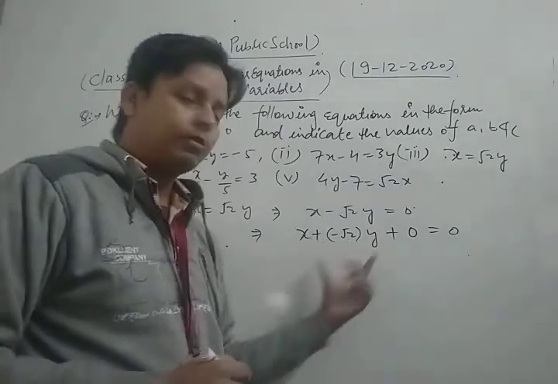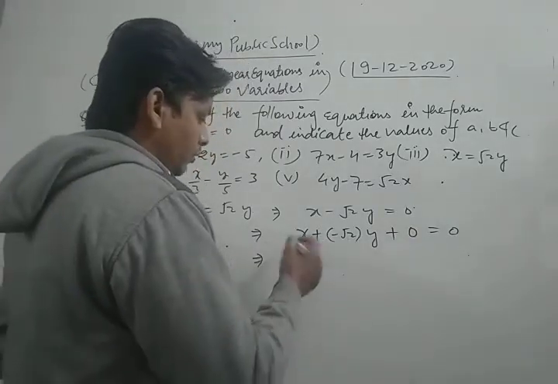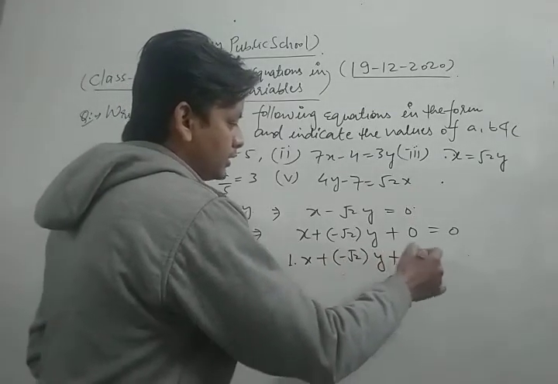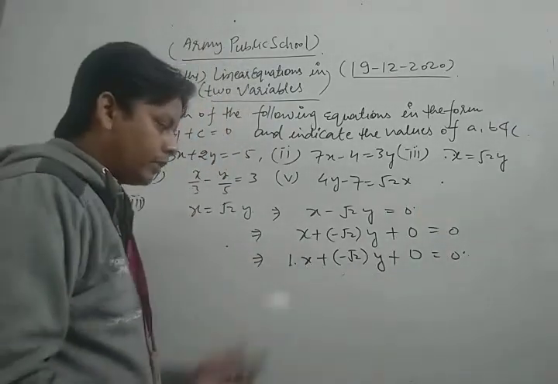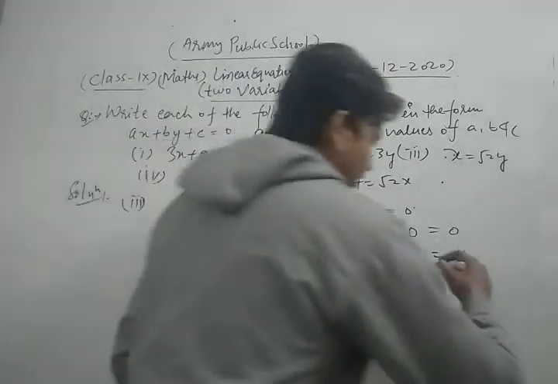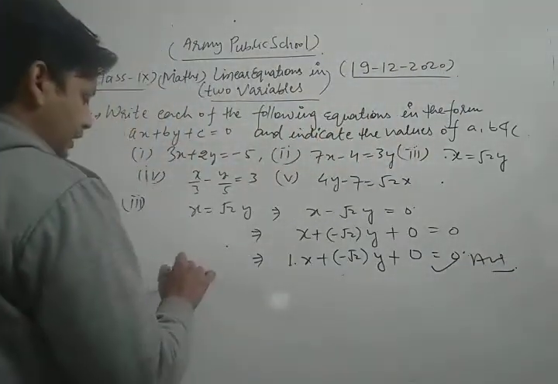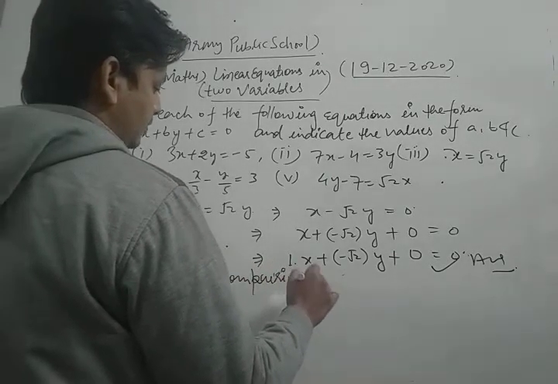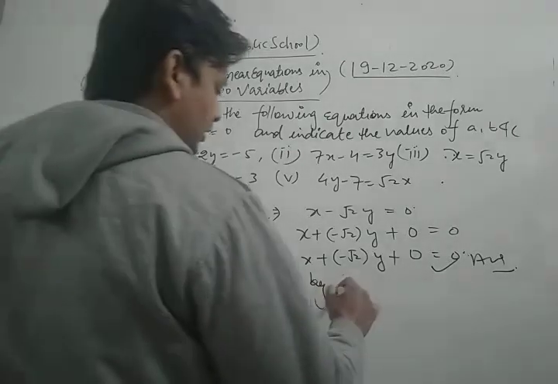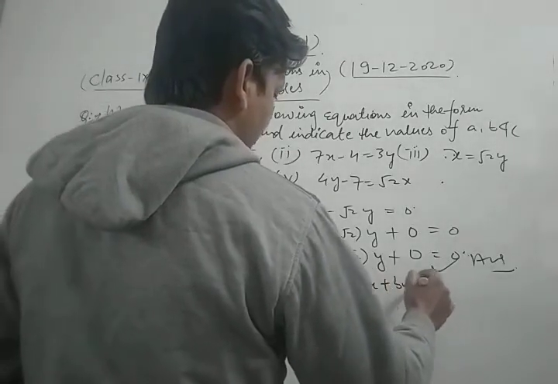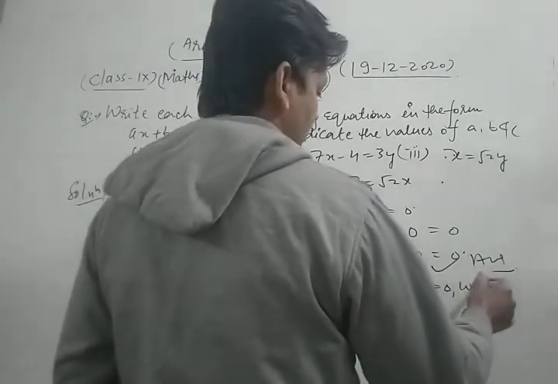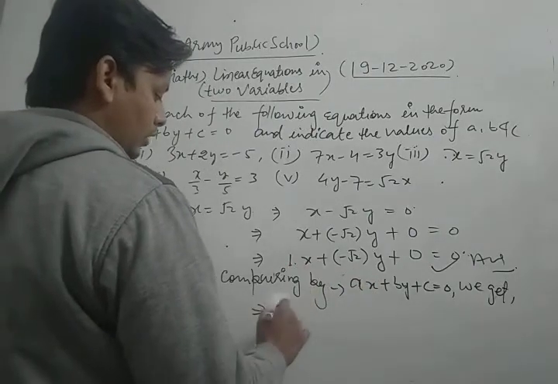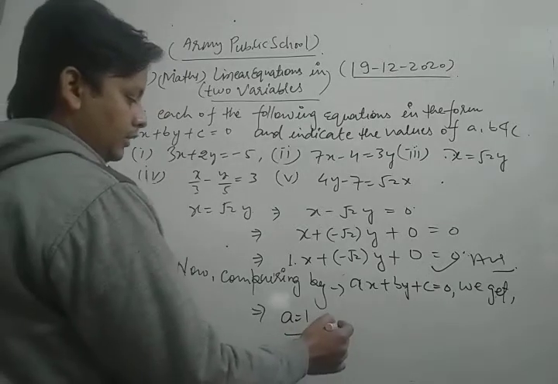So now this is the form of the equation ax, and here the coefficient of x is none, so 1. We can write x minus under root 2 y plus 0 is equal to 0. Thus the given equation is in the form of ax plus by plus c is equal to 0. This is the one answer. Now comparing with the equation ax plus by plus c is equal to 0, we get the value of a, meaning the coefficient of x, is 1. Thus the value of a is, dear student, 1. And here b is what?